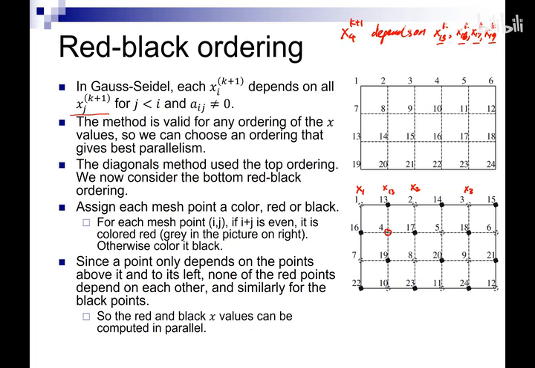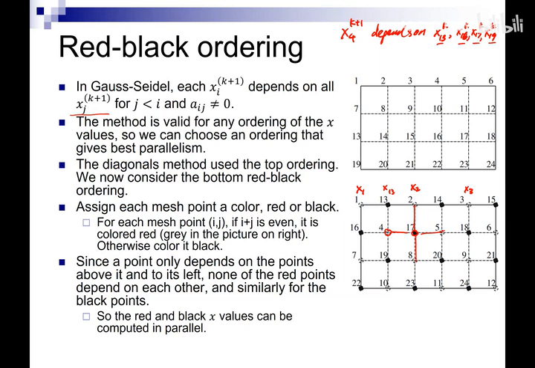And after you've done that, let's look at the black points. The black points are only going to depend on the red points. Since you've already computed all of the red points for iteration k plus 1, when you want to compute this black point, it needs the values for iteration k plus 1 from the red points 2, 4, 5, and 8. But we already have those, because you compute the red points for iteration k plus 1 first before you do the black points. So the black points can also be computed in parallel, because all the red points have been computed already in iteration k plus 1.